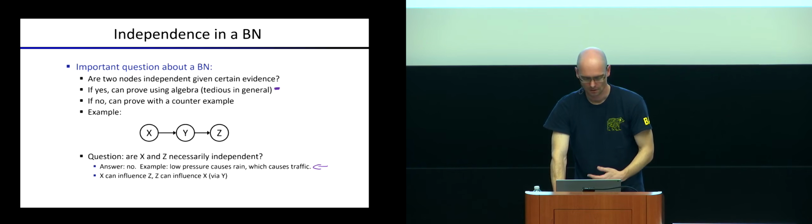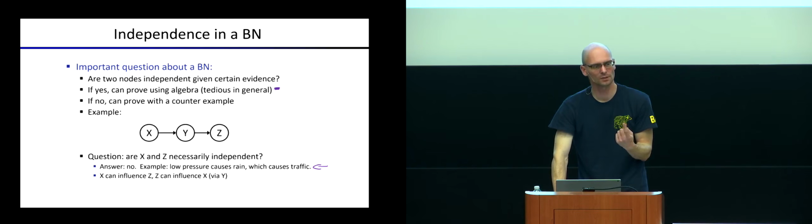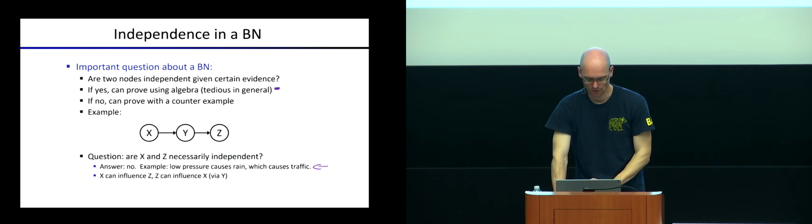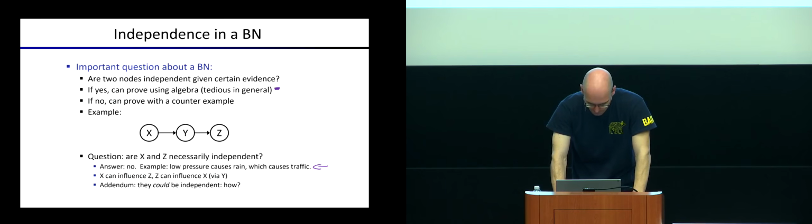And to show that there is no independence, just one example is enough. If we did want to show independence, we'd have to show it to be true no matter what numbers you put in the conditional probability tables, which is what we'll do most of this lecture.